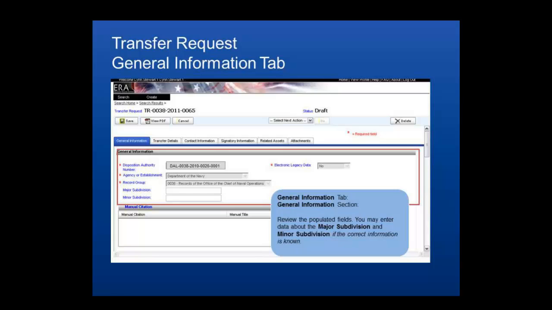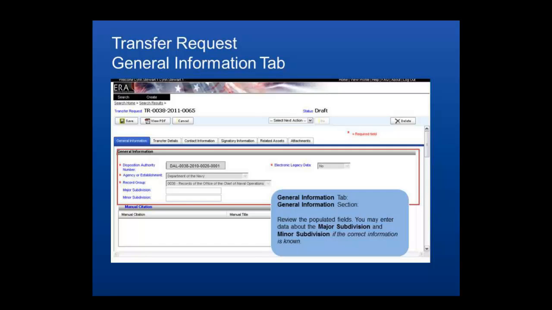Keep in mind that the DAL numbers are simply system-generated numbers. When this legacy schedule information is entered into ERA, NARA staff does this. Agency staff does not. You do not need to enter existing disposition authorities based on SF-115 information into ERA. We will do that for you, and we'll touch on how you get that done in a minute.